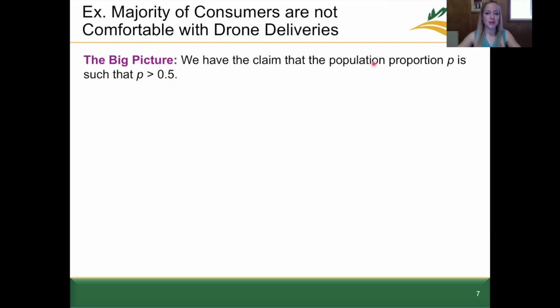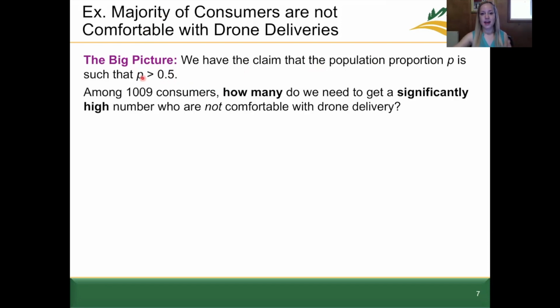Is the population proportion greater than 0.5? Then we're asking, among the 1,009 consumers, how many do we need to get a significantly high number who are not comfortable with drone delivery? We talked about majority, now we're asking about a significantly high number of consumers. In order to answer this, we need to know what the meaning of significance is, and we'll get there.